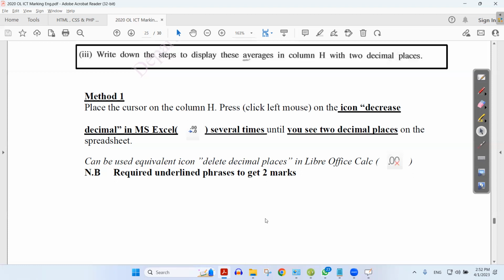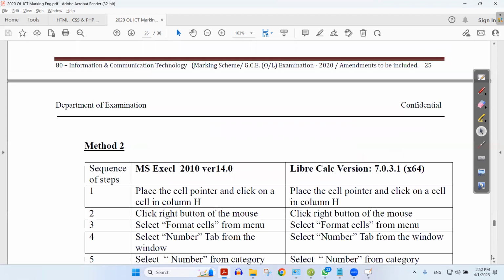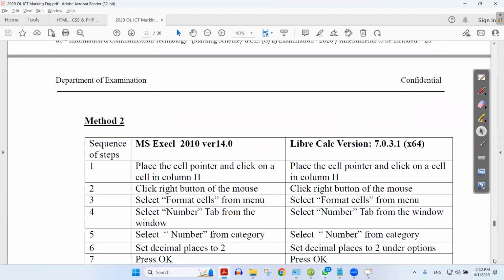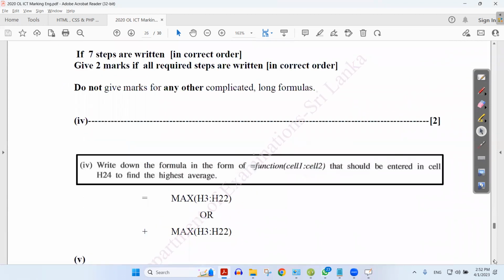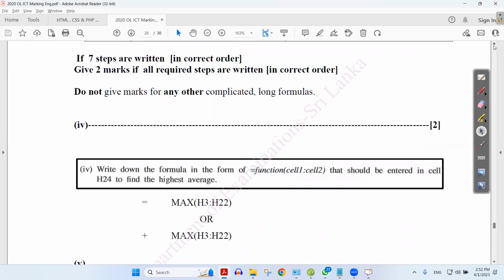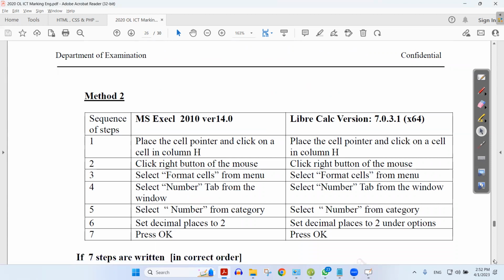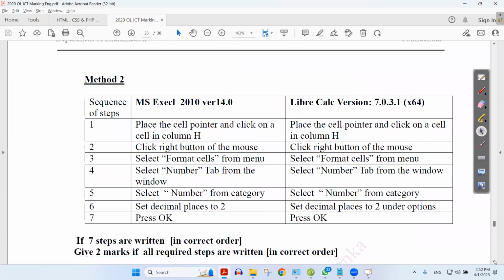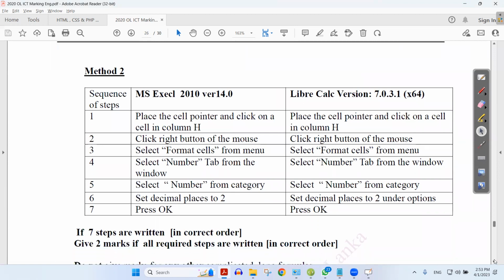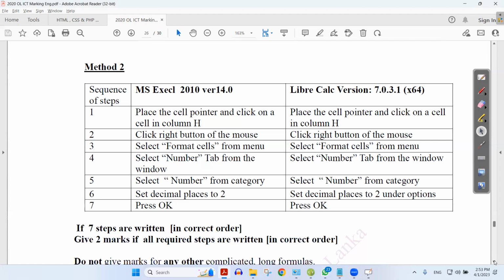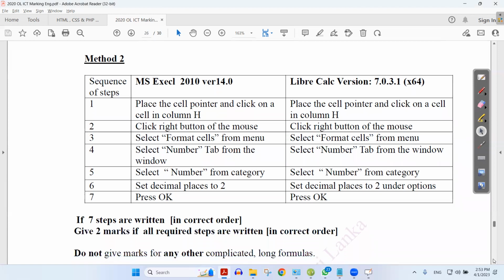Right. So I'll show you the second way of doing it. Yeah, this is the way they have explained. It's a little bit lengthier, people. All right. So this is how they have said in method 2. It has 7 steps. Right. So it's the long way.